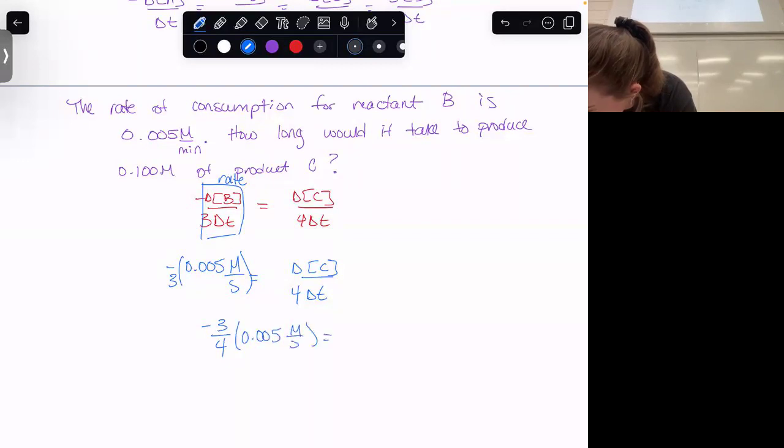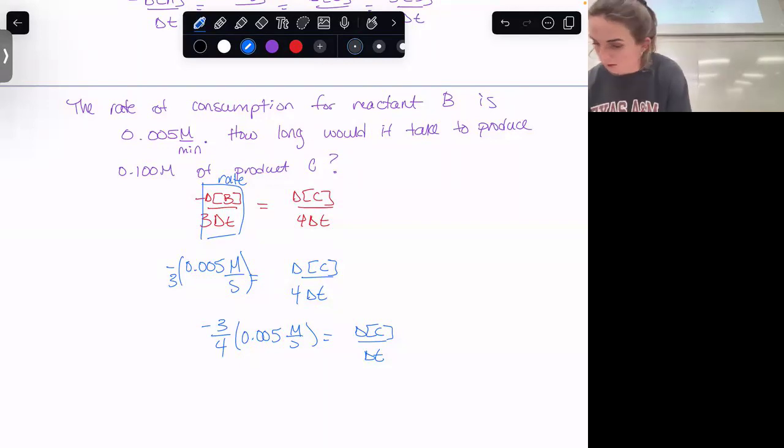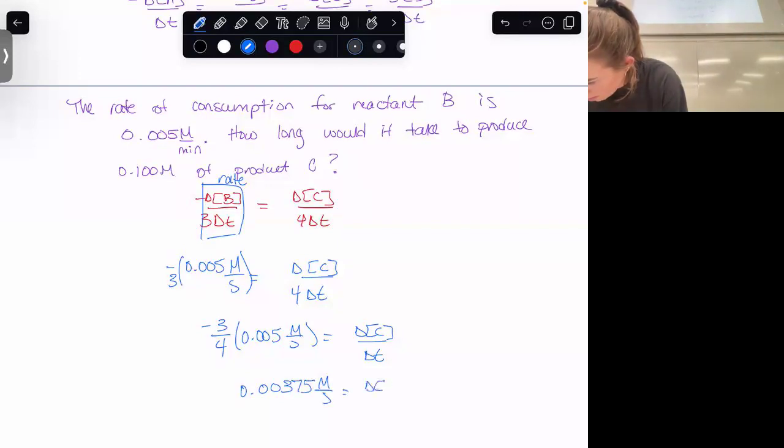Wait a second. I think I should have given to you that the rate of change is a negative value. So we'll just ignore the negative for right now. It'll be asked the correct way. We know that the rate of appearance for delta C has to be positive because we have to produce products, and it is going to be 0.00375 molarity per minute.